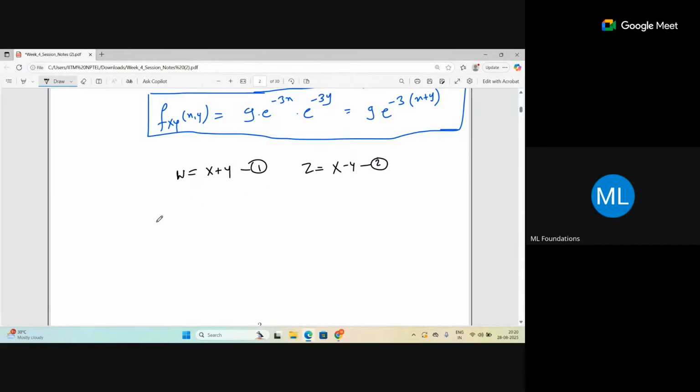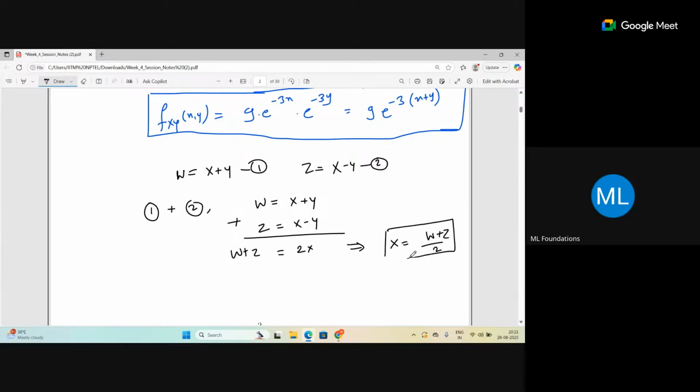Suppose I add these two equations, what will happen? Equation 1 plus equation 2: w plus z equals x plus y plus x minus y. So it becomes w plus z equals 2x, which gives me x equal to (w plus z) by 2. Let's say this is equation number 3.